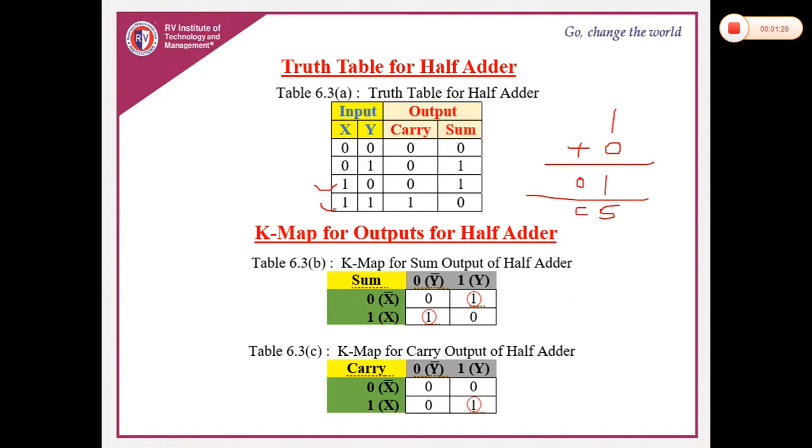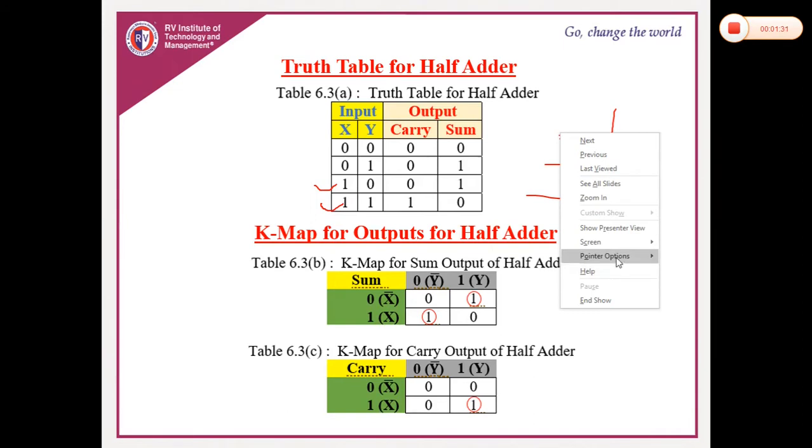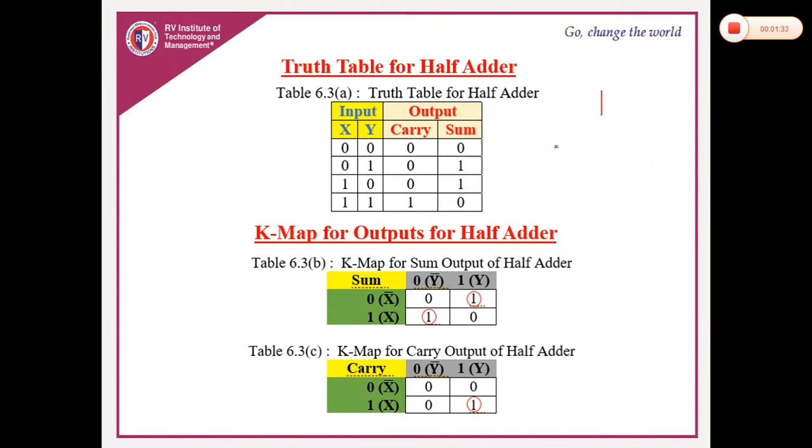Next combination is 1 plus 1. For that you have to do it like this. 1 plus 1 we call 2. 1 plus 1 is 2, and 2 we write as 1 0 in binary, where 0 is the sum and 1 is the carry. The same thing is shown here.